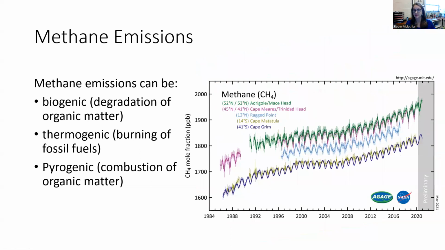And we can actually record this, right? Through our instruments, we have seen that regardless of where on Earth we record methane, here all of these different colors are showing different points on Earth, we are measuring an increase of methane in our atmosphere.